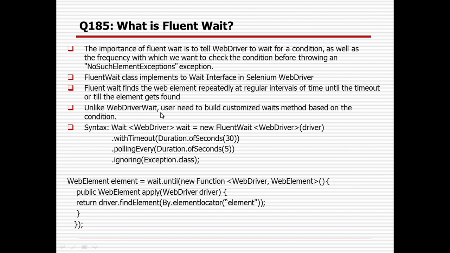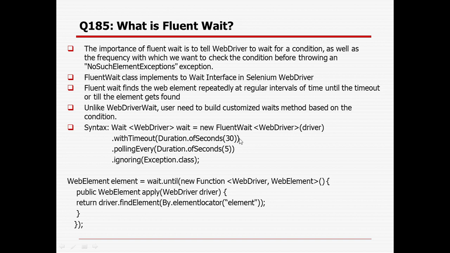Unlike WebDriver wait, the user needs to build a customized wait method based on the conditions. So that is the syntax. You need to use the Wait interface and the FluentWait class. You pass the WebDriver and create an object or instance. With that object, you call .withTimeout and give the total duration, and then .pollingEvery, where you give the duration.